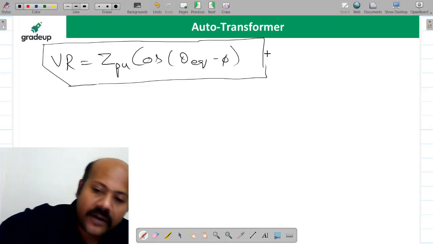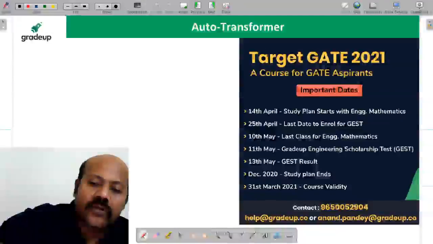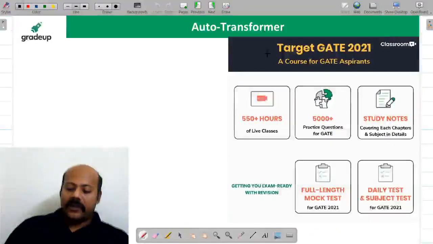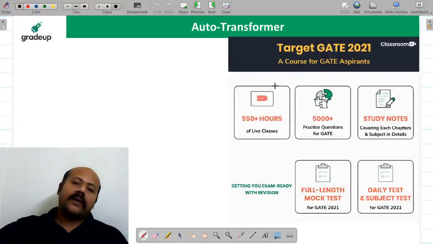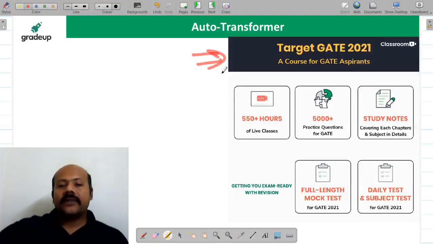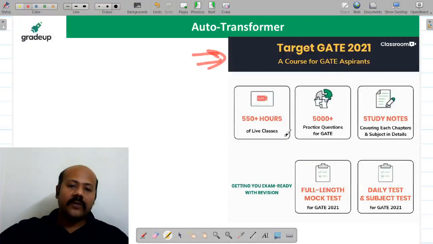I hope you all are comfortable. Whatever we have discussed, just go through this. Now I'm going to discuss some important points about this target batch and efficiency, and this auto transformer part we are going to discuss tomorrow with tomorrow's topic.